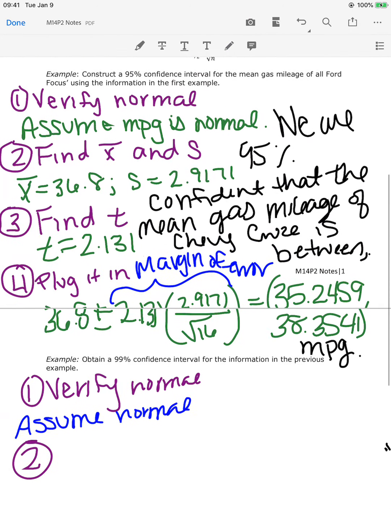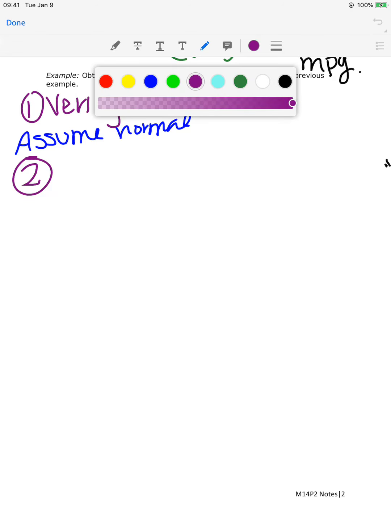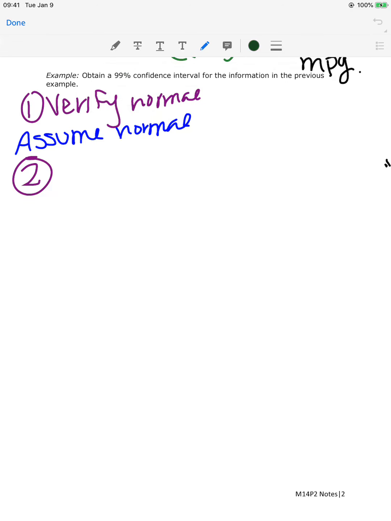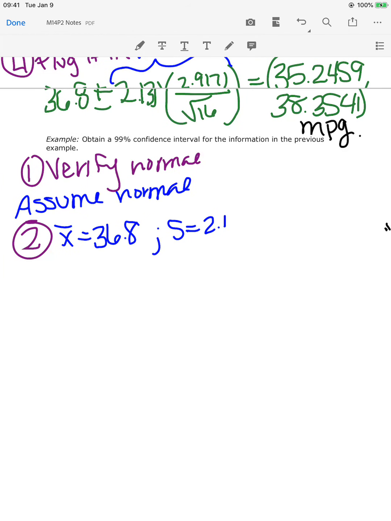Okay, step 2. I don't remember what step 2 was. Find X bar and S. Oops, I'm using blue this time. So we have the same mean and the same standard deviation because we're looking at the same data. I don't remember what it was, 2.9171.